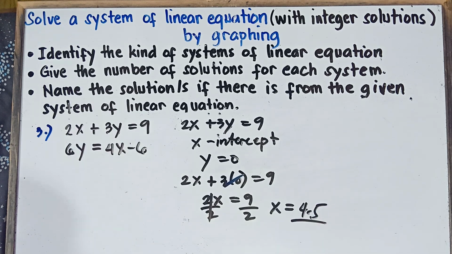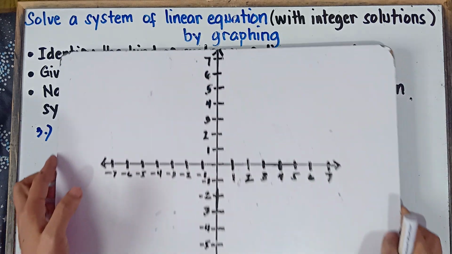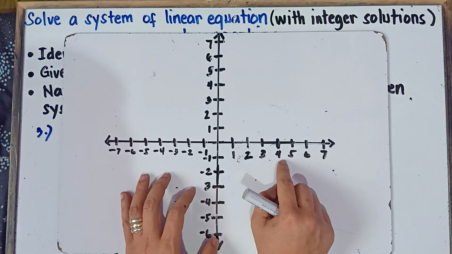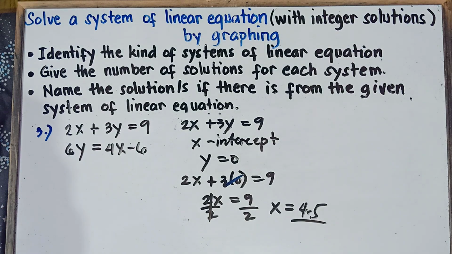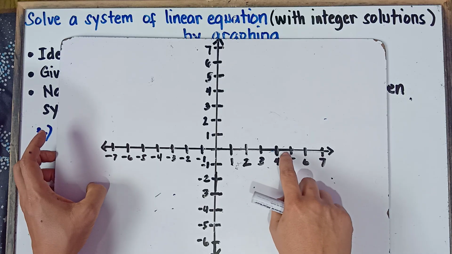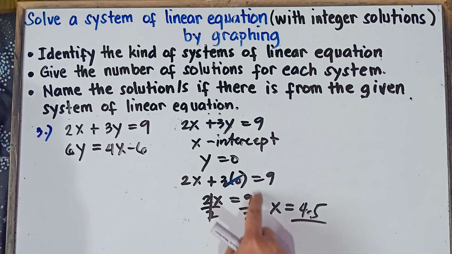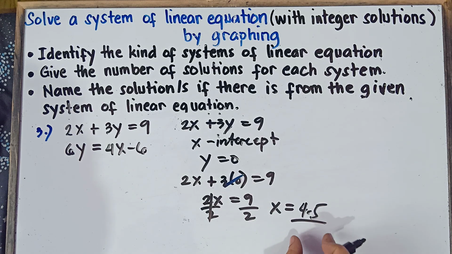Now, since this is a decimal, class, it would be really complicated for us to plot that one on the Cartesian plane, right? Because 4.5 would be in between 4 and 5, and it would be really complicated if you're dealing with decimals. 9 divided by 2, our answer, class, is not a whole number. Our answer is a decimal, 4.5.